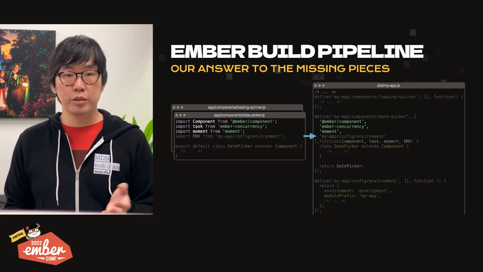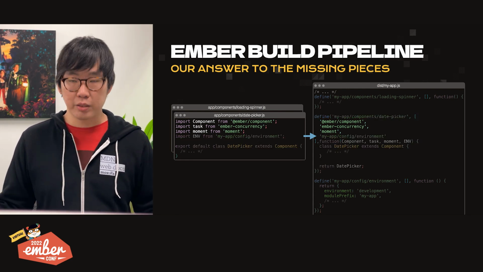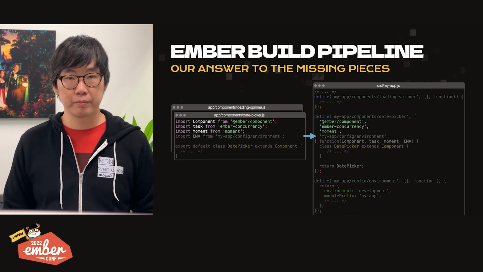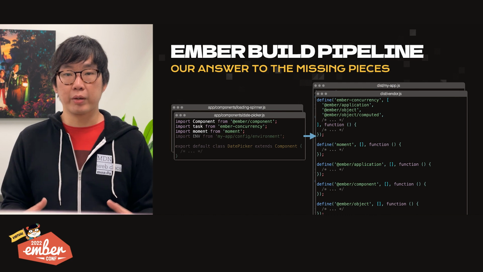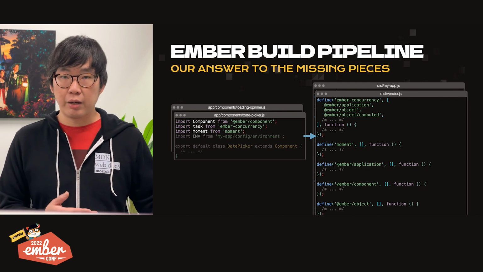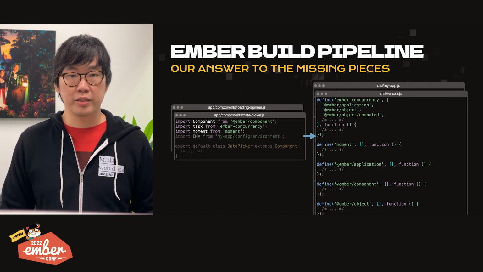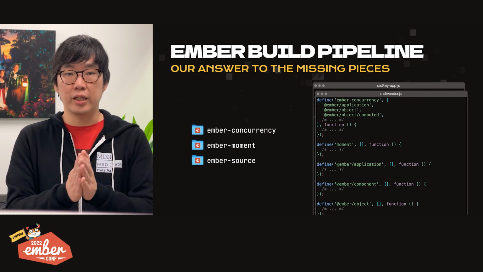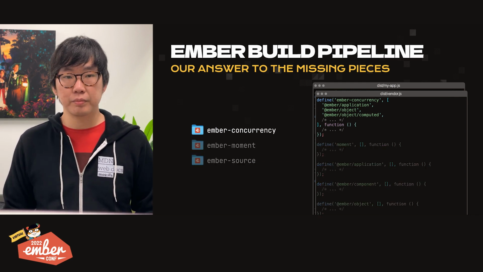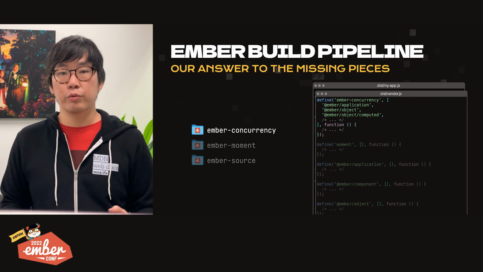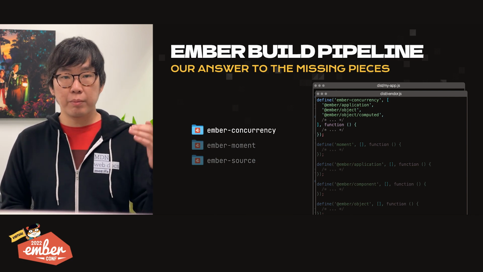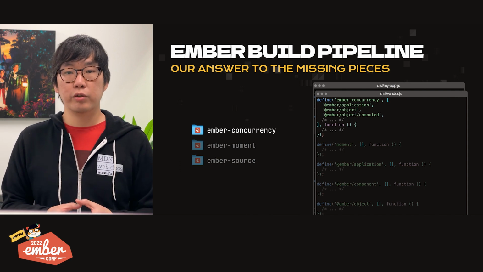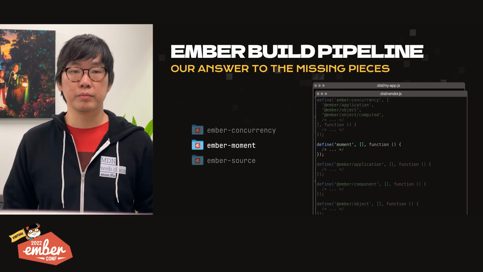But wait, those are just the modules in your app. What about these external modules? Where do they come from? These are defined in the vendor bundle, but that just begs the question, how do they get into the vendor bundle in the first place? The short answer is they come from add-ons. Usually, an add-on would add a module with the same name as the add-on itself. So if you install Ember Concurrency, you will get to import from a module called Ember Concurrency.